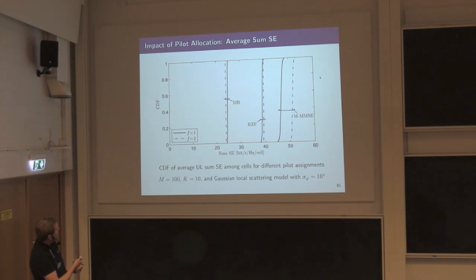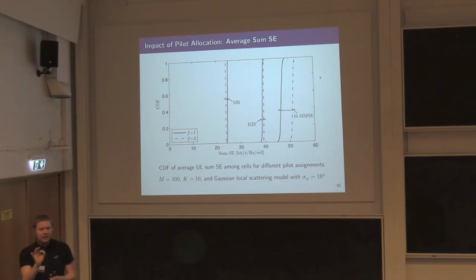And what you can see is that there is barely any variation with maximum ratio and regular zero forcing. Maybe some variation with multicell MMSE, but they are almost flat. So the conclusion of that is that, from a sum spectral efficiency perspective, it doesn't really matter who you give the pilots to. The sum spectral efficiency is almost the same. You can gain a few percent in performance, but that's it.